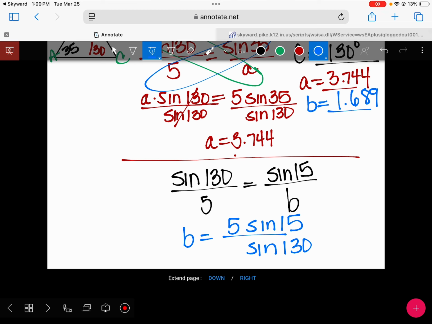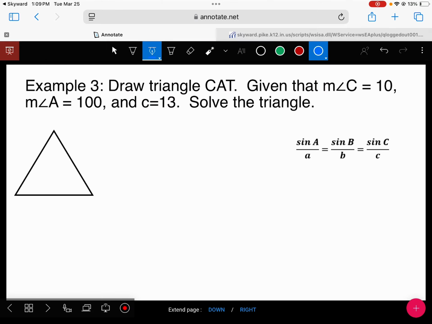Any questions? All right, do example 3 on your own. I'm going to come around and check your answers. When you have all 3 answers, raise your hand and I will check them for you.